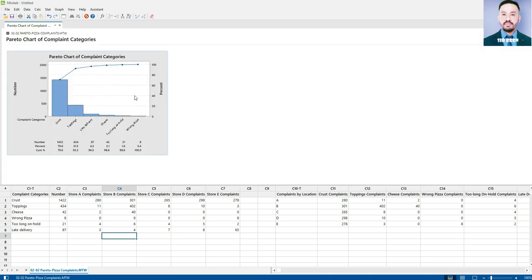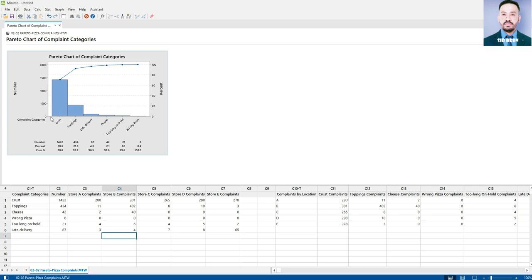To analyze this output, we can see that the vital few here is the crust at 70.6%. When crust and toppings are combined, it is 92.2%. We therefore conclude that the 80% here is the crust, at 70.6%.